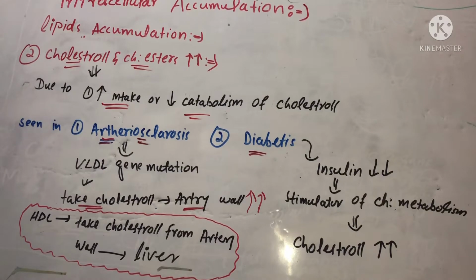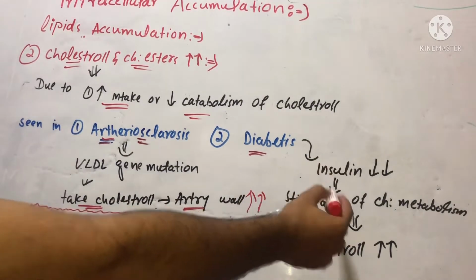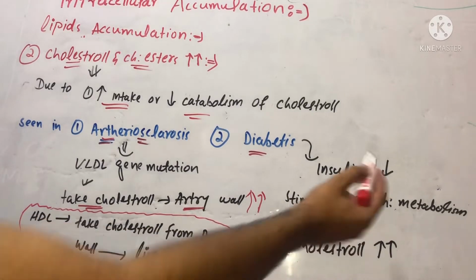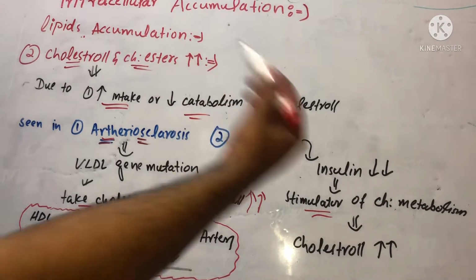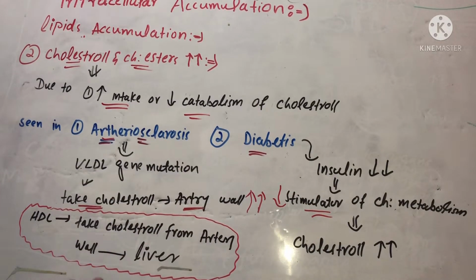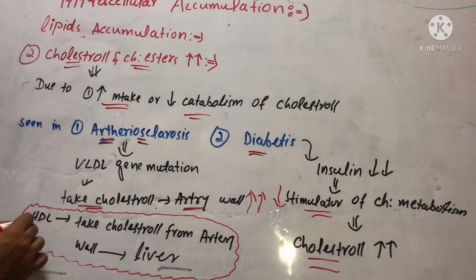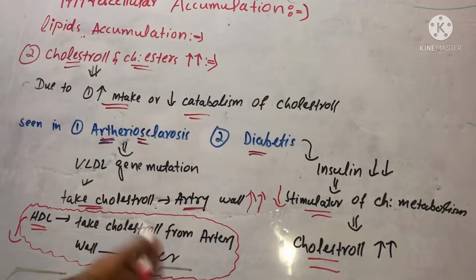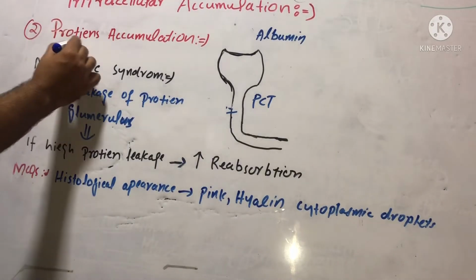Number second, diabetes. We know in diabetes insulin level decreases, and insulin is the stimulator of cholesterol metabolism. So if insulin level decreases, cholesterol metabolism will decrease. When there is no cholesterol metabolism, cholesterol will start accumulating. Now remember that HDL is called good cholesterol. Why is it called good cholesterol? Because it takes cholesterol from the artery wall into the liver, and VLDL takes cholesterol from the organs to the artery wall.